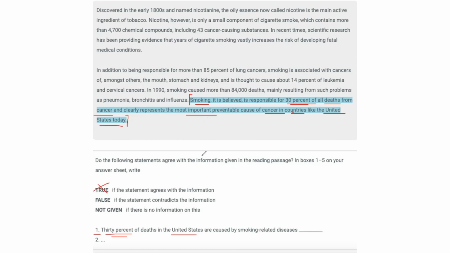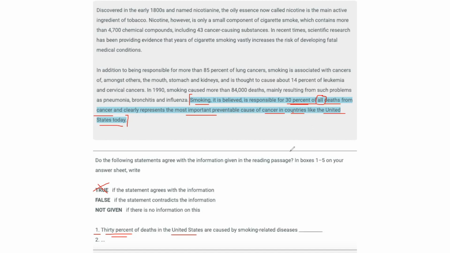Okay, so let's look at this a bit more in detail. The question statement is very similar to the passage, but if you look at the highlighted passage here, it says that smoking, it is believed, is responsible for 30% of all deaths. And notice how there's an absolute term, all, in the passage. So you have to be aware of these absolute terms in the passage as well as in the question statements, okay? So the question statement includes 30% of deaths. And the idea is that it's 30% of all deaths.